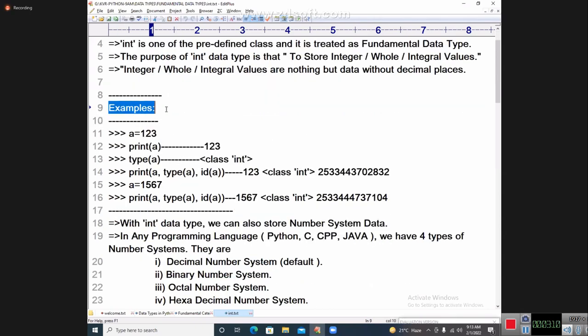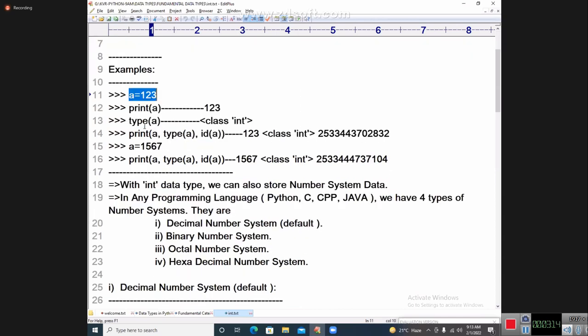As usual, I have examples here. A is equal to 123. Print of A, 123, and type of A. Print function, type function, and ID function are the ones I regularly use in the class. Print of A gives 123. Type of A gives the type. What is int? It is a class. What is A? It's an object.